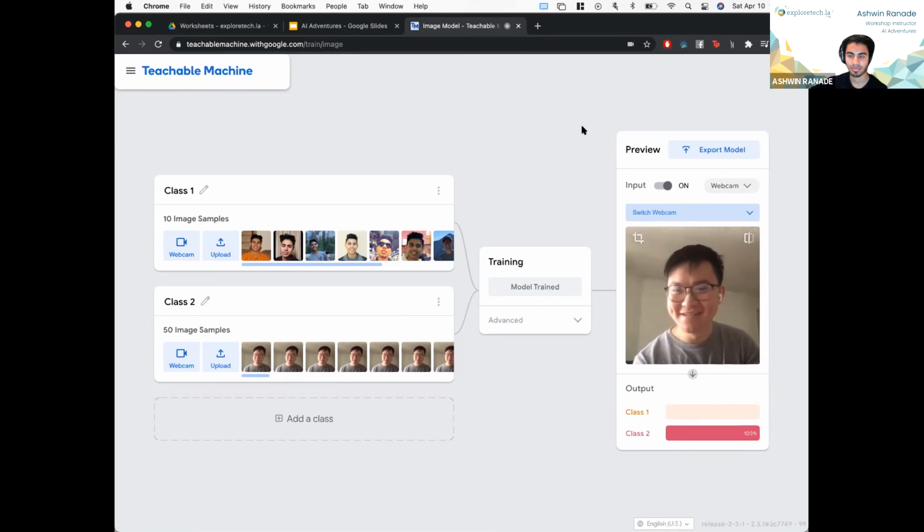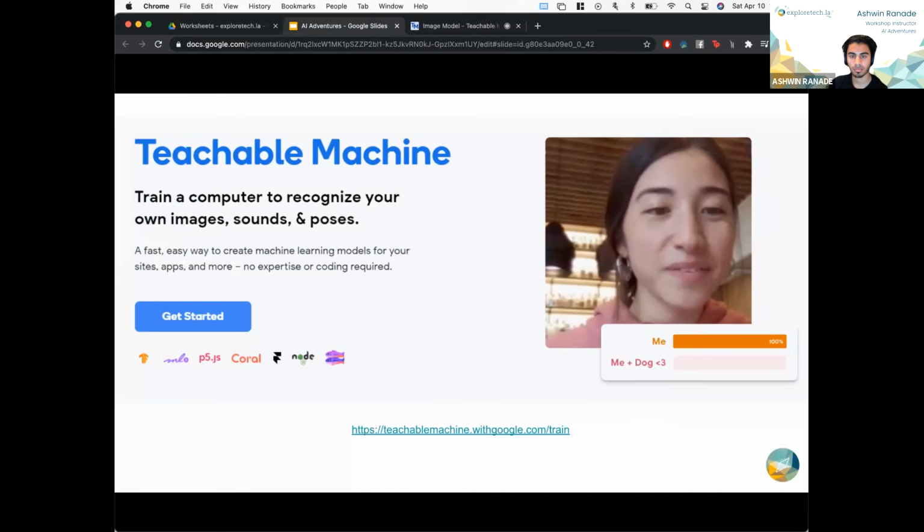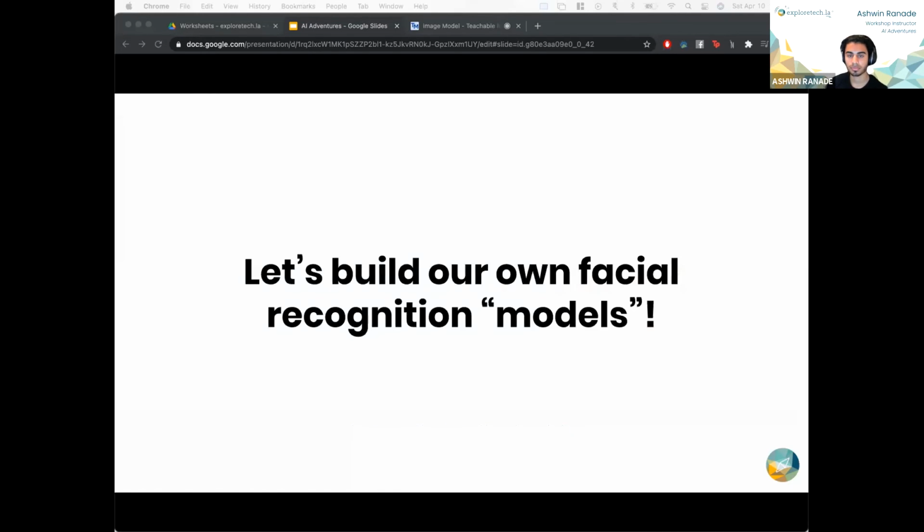Okay, thank you. Okay, so let's go back to slides. So yeah, that's just a cool example if you guys want to play around with it at home. I really encourage it because it really shows you how this works. And it's a pretty cool demo to show your friends and your family. So now that we have all this information, let's build our own facial recognition models.